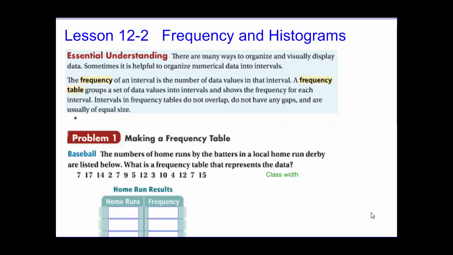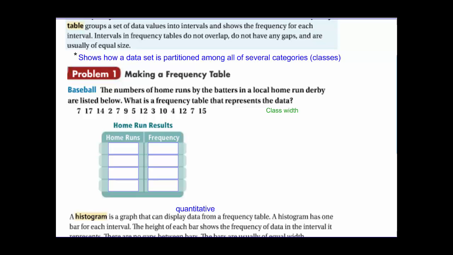So we're going to start with how do we make a frequency table. This also shows how a data set is partitioned among several different categories or classes. One of the first things we need to know is some definitions. We need to know what the class width is, what lower limits are, what upper limits are, and the last one is classes.